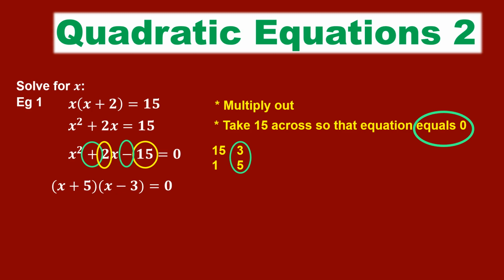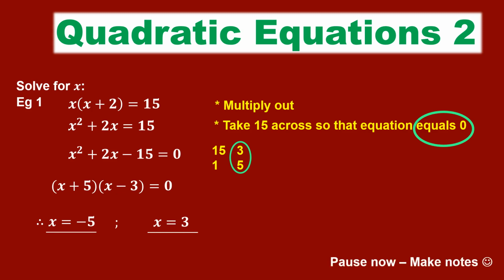Now remember, this is just two linear equations, so we can leave out the step where we say x plus 5 is equal to 0 and go straight to x is equal to minus 5 and x is equal to 3. Pause the video to make some notes before we carry on with the last example.